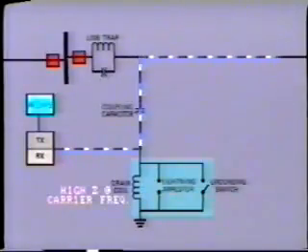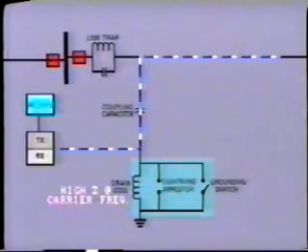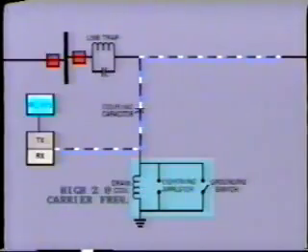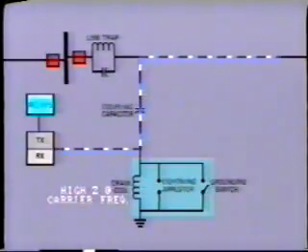The high-frequency carrier signal is connected to the ungrounded side of the drain coil. This signal will pass easily through the capacitor to the transmission line, but it will be isolated from ground by the high impedance at carrier frequency of the drain coil.